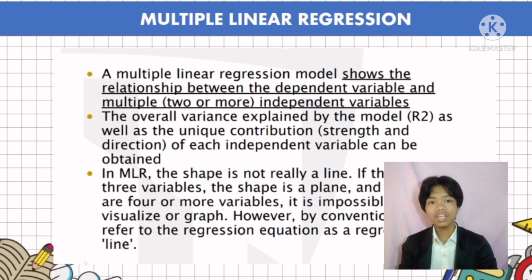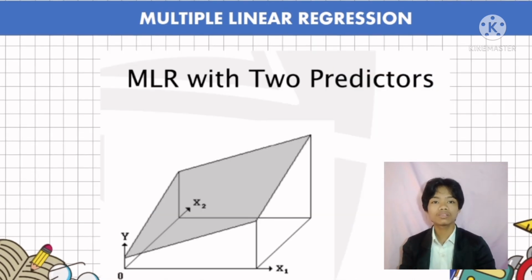And with that, in MLR, the shape is not really a line, because it involves many variables. If there are 3 variables, the shape is a plane. And if there are 4 or more variables, it is impossible to visualize the graph. However, by convention, we still refer to the regression equation as a regression line. So here we have an image of multiple linear regression with 2 predictors, which creates a plane between the variables.